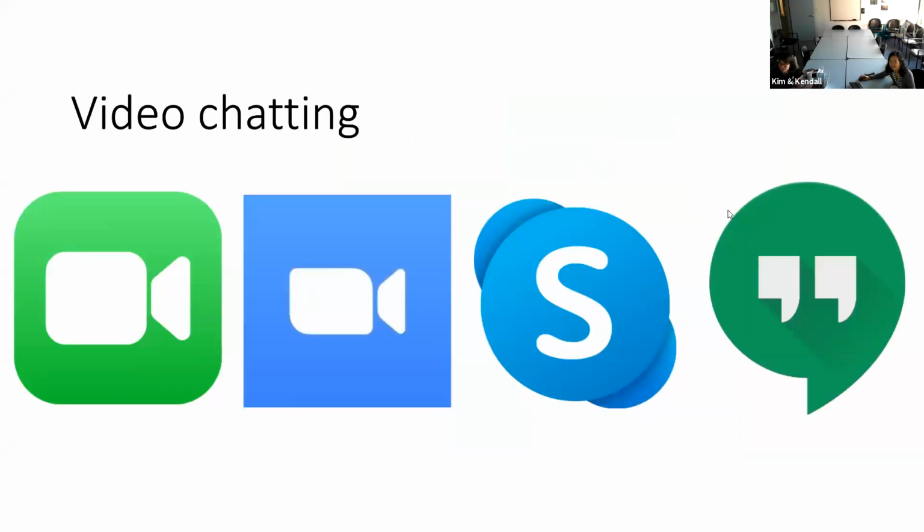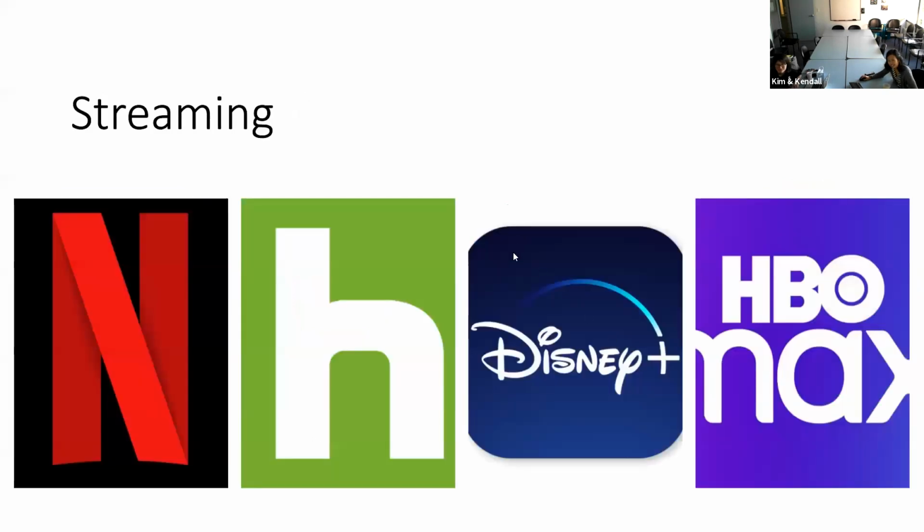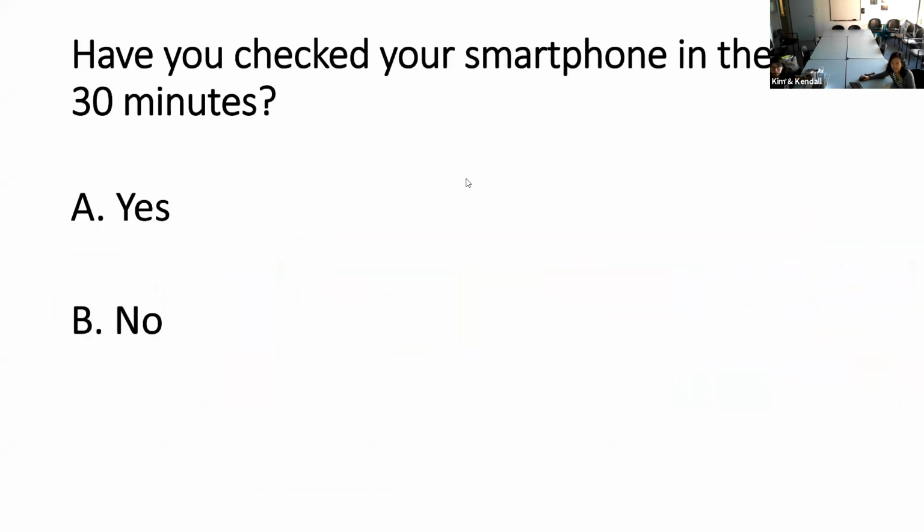Okay, and how about video chatting? We're on one of these platforms right now. We got Skype, Zoom, FaceTime. What's this last one? There you go. Google Hangout. Yes. For all our non-iPhone users. Excellent. Okay. And last but not least, something I'm sure you're all very aware of, and you'll probably get the last two because the name is right in the icon. Excellent. We got Netflix, Hulu, Disney Plus, and HBO Max. Awesome. All right. So thank you for humoring me.